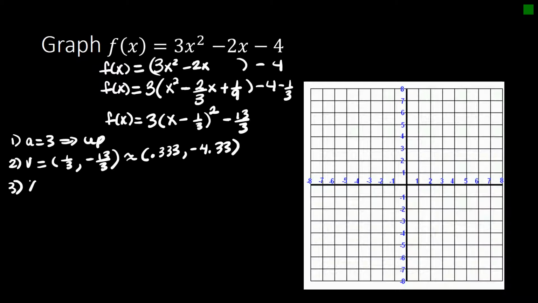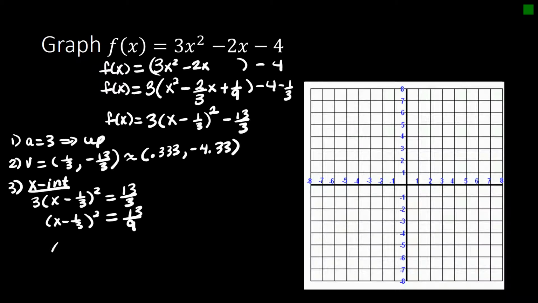So next we need x-intercepts. So we can set this thing equal to 0. When we set this equal to 0, we will get 3 times (x − 1/3)². And I'm going to go ahead and take that −13/3 over and make it +13/3. Then I need to divide both sides by 3. (x − 1/3)² is 13/9.